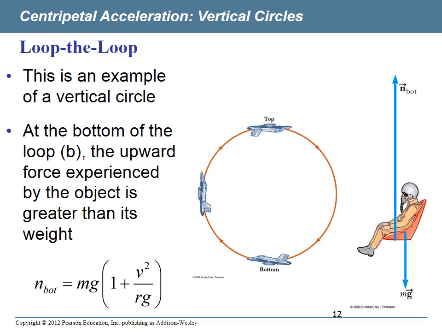At the bottom of the loop, the upward force experienced by the object is greater than the weight, right? I'll run through this derivation more in class, but this is my radial acceleration, right? And I said in the last slide, it was a matter of adding weight plus radial acceleration. So I can factor out the weight, and the normal force at the bottom ends up being mg times 1 plus mv squared over r. The g's would cancel here. So it ends up being weight plus mass times radial acceleration.